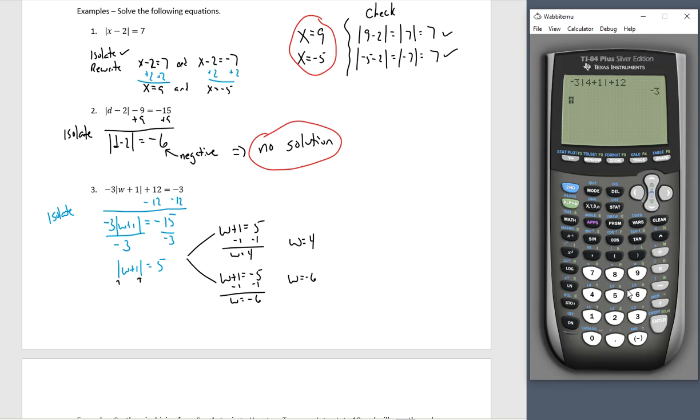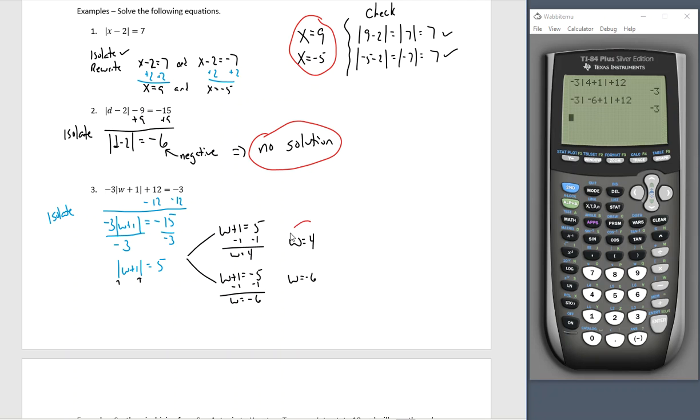Fantastic. And we could do second function entry. So second enter will bring up what we just typed in. Now instead of that 4, I'm going to put in a negative, and then I'm going to insert the 6 so I don't have to retype the whole thing. And we know that they're both correct answers.